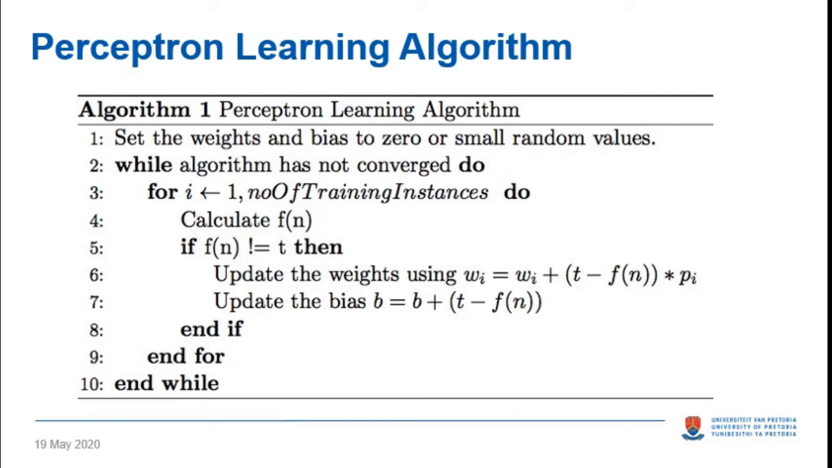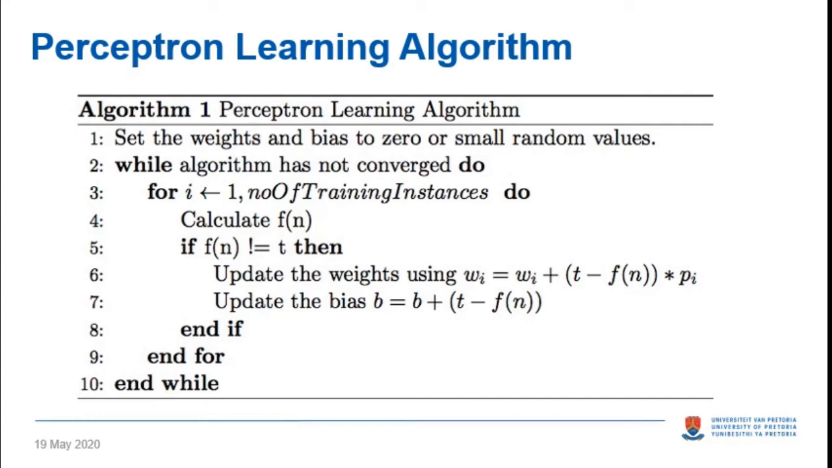So while your algorithm hasn't converged, you're going to go through each element, or instance, in the training set. The for loop that you see here actually represents an epoch because it's working through each one of your instances in your training set. We're going to calculate f of n first, and only if f of n is not equal to your target value for that training instance are you going to update your weights and bias.